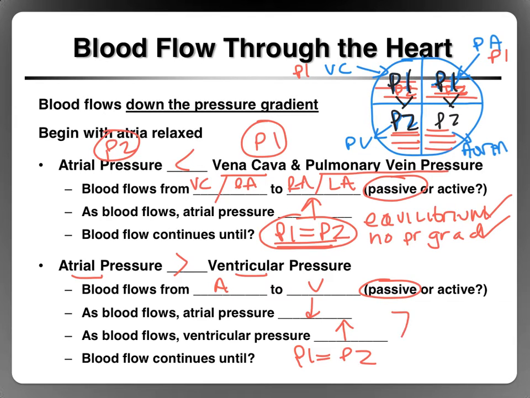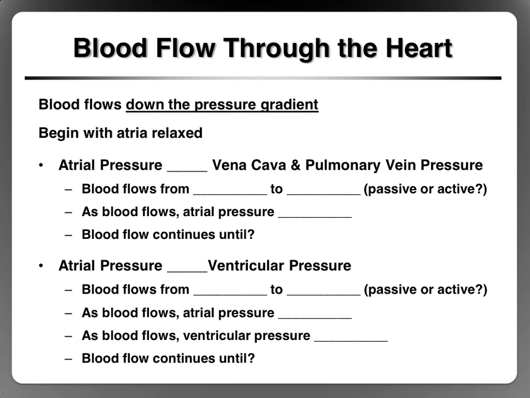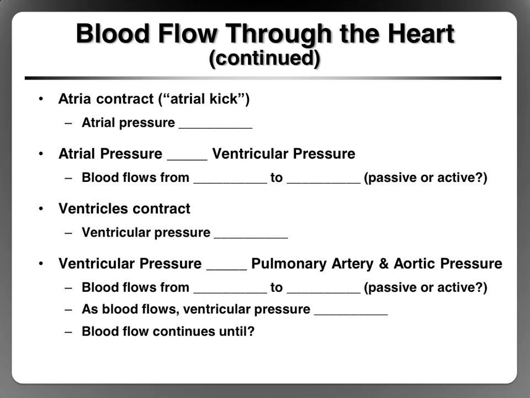Now, this is responsible for 70% of the blood flow out of the atria and into the ventricles. But we still have 30% of the blood in the atria that we need to get to the ventricles. So that's the next step. The next step is what we call atrial kick, or atrial contraction. So now the atria contract.